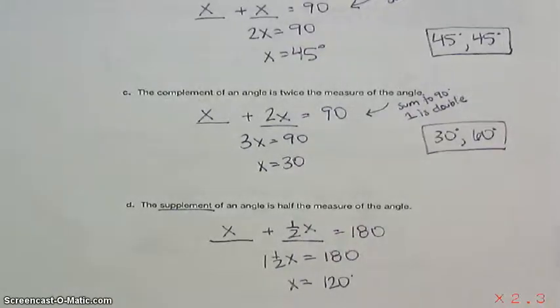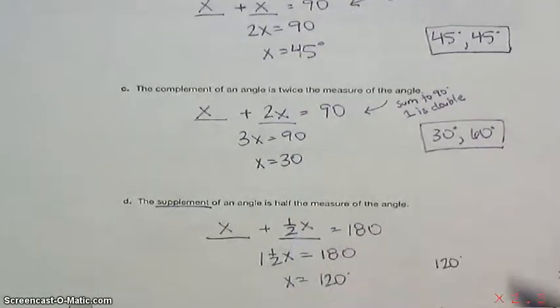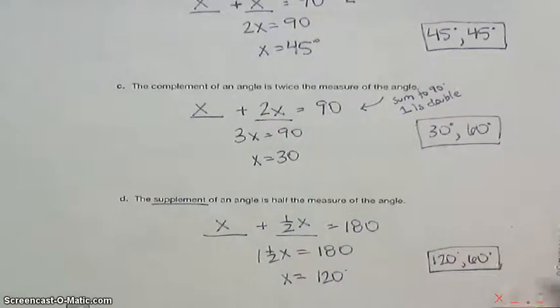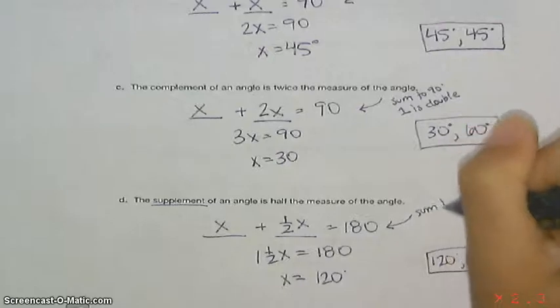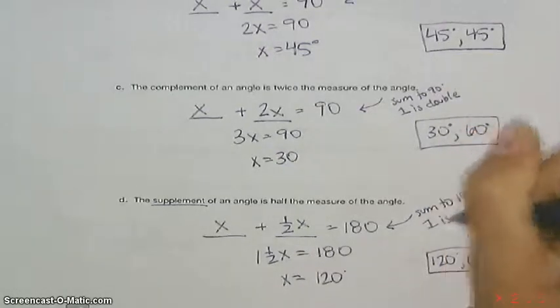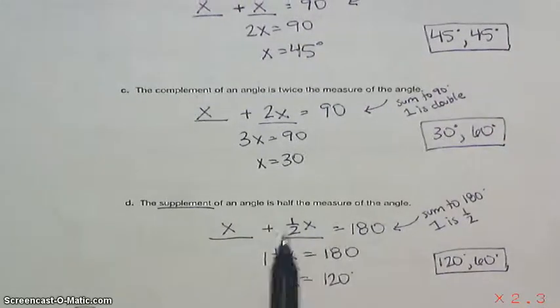So one of the angles is 120 degrees. The other is half of that. Half of 120 is 60. And my reasoning would be, well, they have to sum to 180. That's what supplement means. And one is half the other. That's why I used half right there.